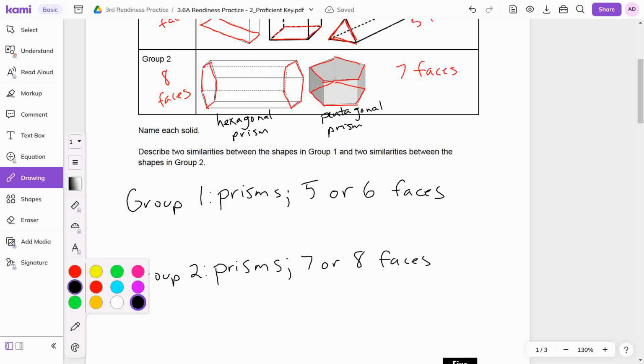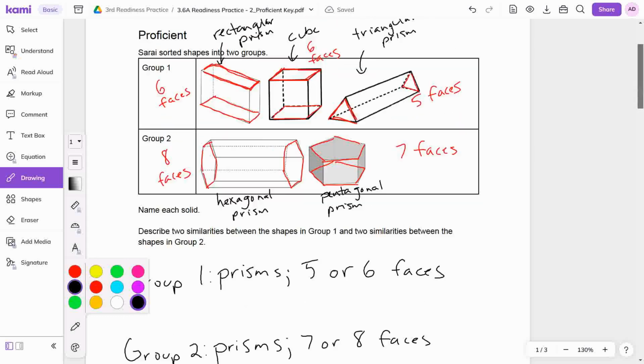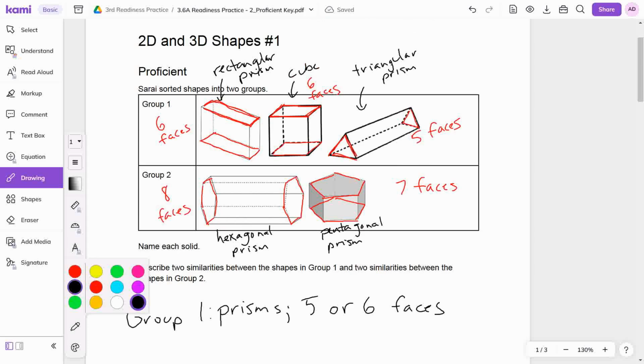Now I can describe them in terms of faces. I can also describe them in terms of vertices. I can describe them in terms of edges. Okay, so let's look at edges here. Let's see what we've got. So my edges, I'm going to go over them in blue.